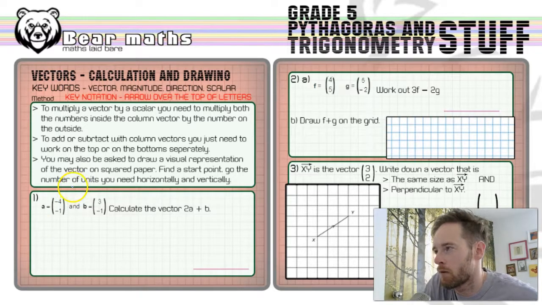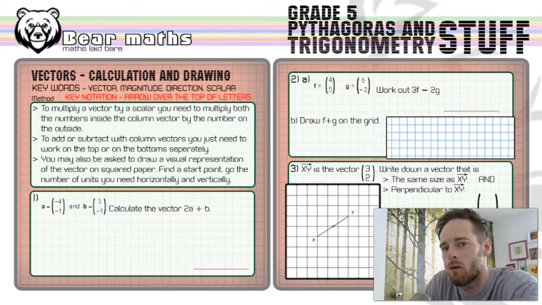Now the keywords I've got for you are vector, magnitude, direction and scalar. You were introduced to vectors in the world of translation, which is one of the 4 transformations that you learned about. If you haven't yet checked that video out, check it out.